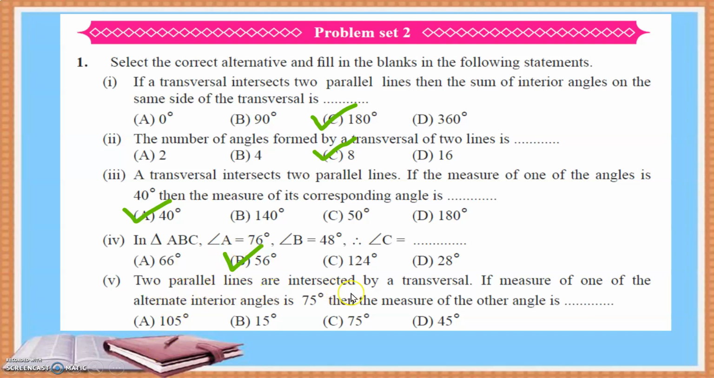Two parallel lines are intersected by a transversal. If the measure of one alternate angle is 75 degrees, then the measure of the other angle, alternate interior angles are always congruent, so the measure of the other angle will also be 75 degrees. Okay, now let's go to the next question.